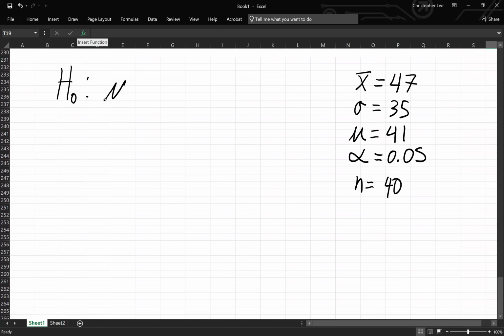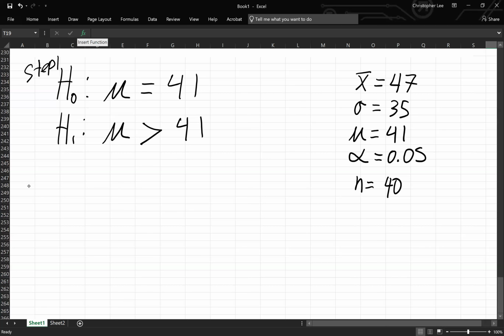So for H0, mu is equal to 41. H1, mu is greater than 41. All right, that's step one. Step two. I heard somebody say this was a Z test. So X bar minus mu over sigma over the square root of n.